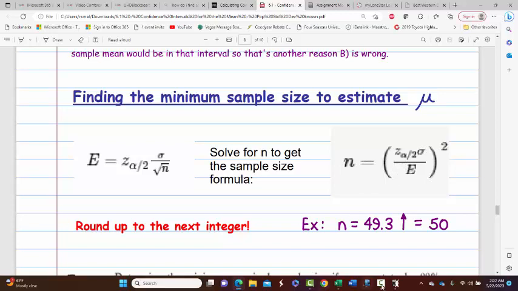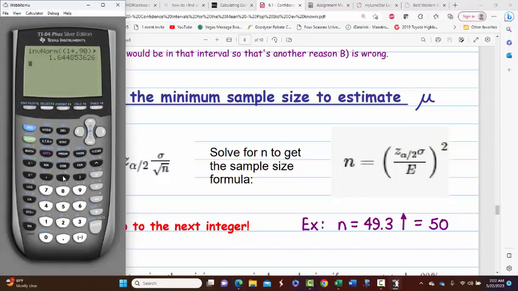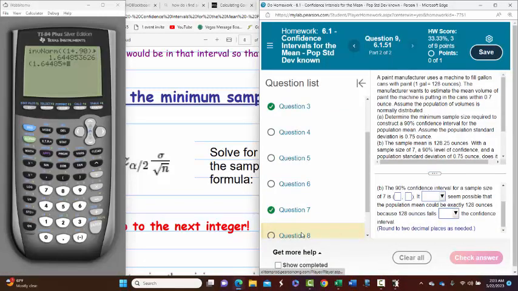So if we go to the calculator, for accuracy, 8.5 is good enough, times the standard deviation, which is 0.75, divided by the margin of error, which is 0.7, squared. 3.1 blah blah blah, round up to 4. So you have to round that up to 4.